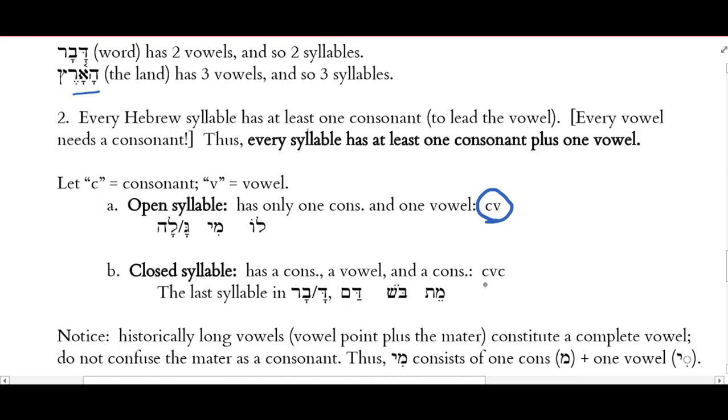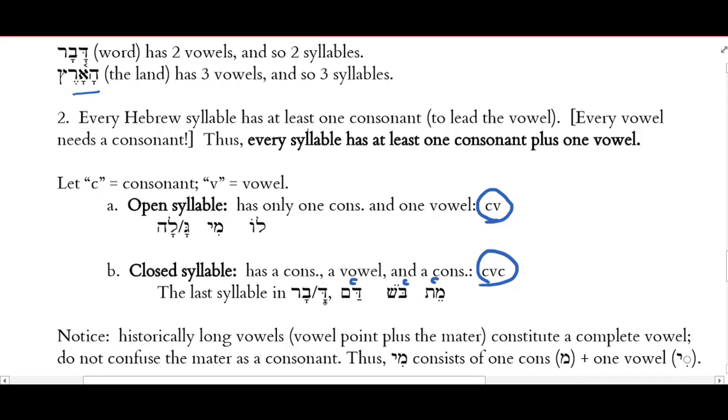A closed syllable, on the other hand, consists of a consonant followed by a vowel, and then another consonant that closes the syllable, that ends the syllable. We call that a CVC type of structure. So think about these words. These are closed syllables here. I have a mem consonant, segol is my vowel, tav is my closing consonant, CVC, closed syllable. Go ahead and put a C there. I have a beit consonant with a holem for its vowel, and then a sheen for the closing consonant. That is also a closed syllable. Dam: dalet, consonant, pathach, vowel, mem, closing consonant. This is a closed syllable.